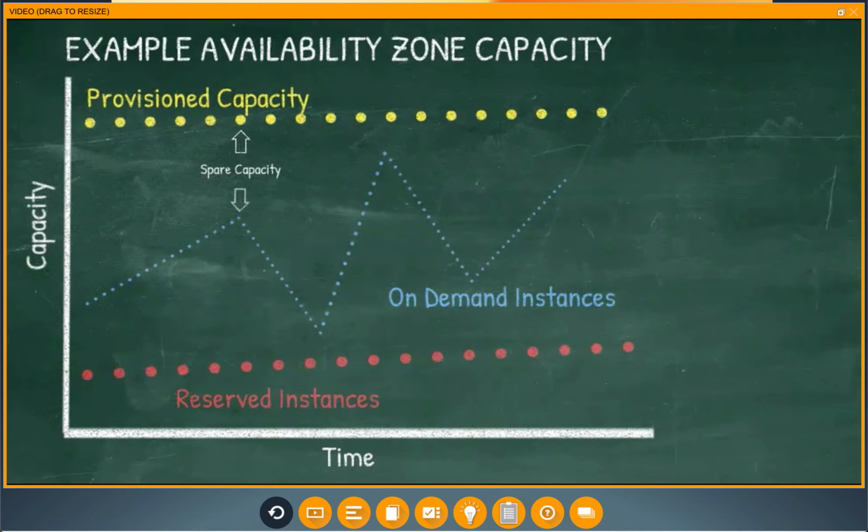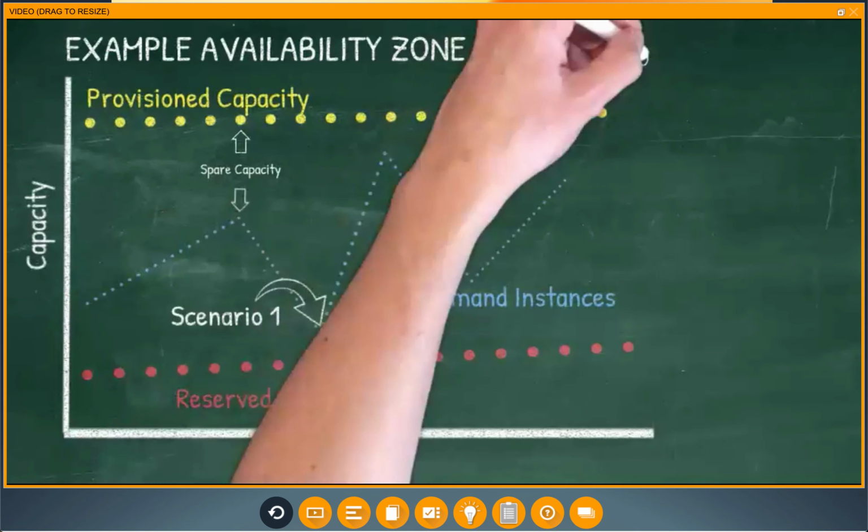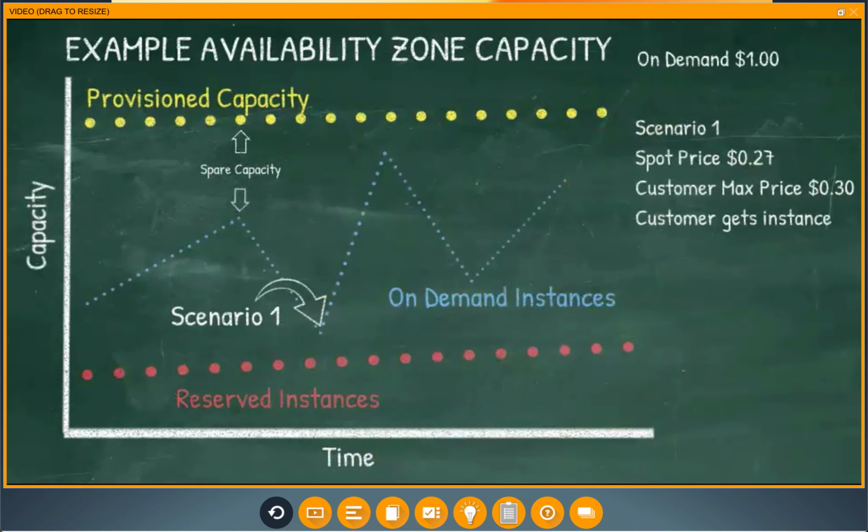AWS controls the spot price based on spare capacity in the availability zone. Spot instances provide a steep discount of up to 90% over on demand. However, customers can lose this capacity if AWS needs the capacity back. Let's look at a scenario of how this works. In scenario 1, there is a lot of spare capacity.